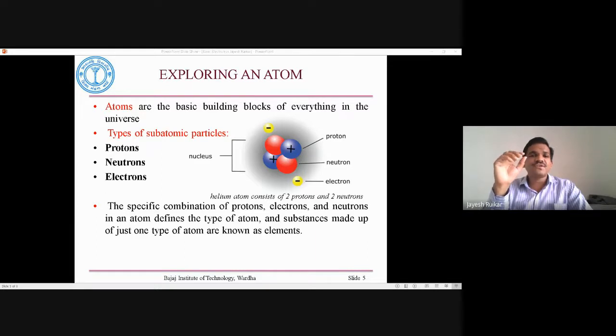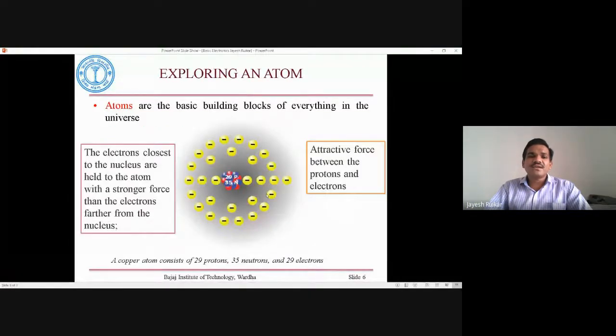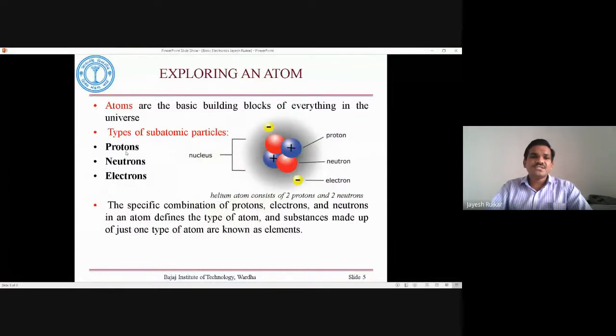In a single speck of dust, you can find millions of atoms. Every atom contains subatomic particles. What are those subatomic particles? The first subatomic particle is the proton. The subatomic particles are protons, neutrons, and electrons. You can see it here also.